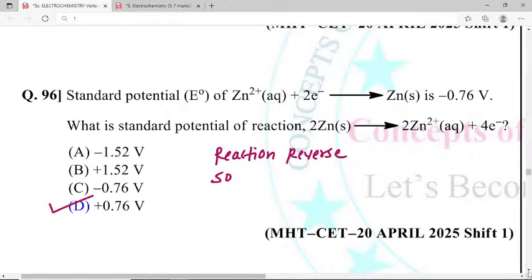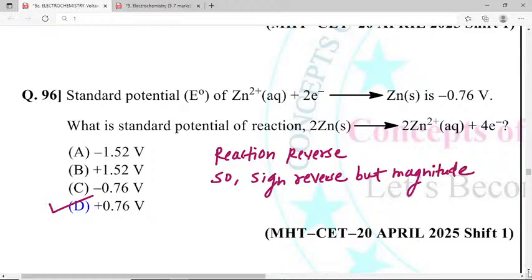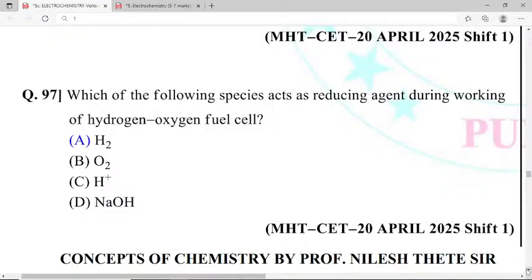So the sign reverses, but the magnitude remains the same. Magnitude remains the same, but the sign reverses if the reaction is reversed, because E naught cell is an intensive property.